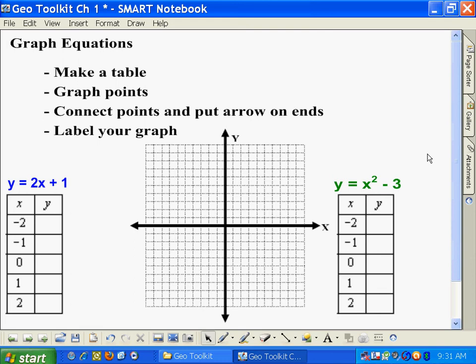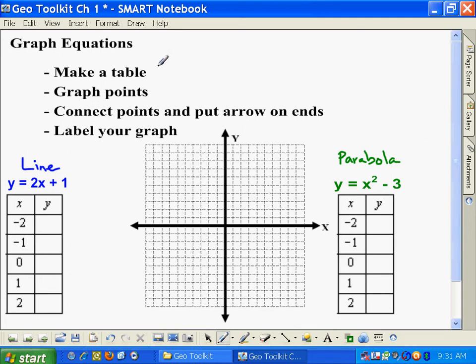Next, we're going to be looking at how to graph equations. Now, we're going to be looking at two different types of equations today. One is this equation here, y equals 2x plus 1, and this is actually going to form a line. And then the other type we're going to be looking at is this equation over here, and this is a parabola. We'll get into why those are a line and a parabola in a minute, but there are different techniques and shortcuts for how to do each of these, but the basic thing is this.